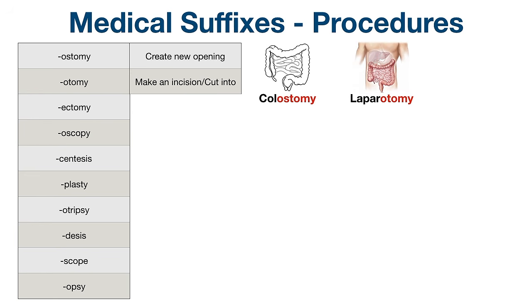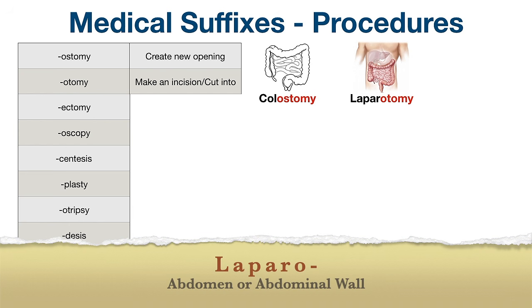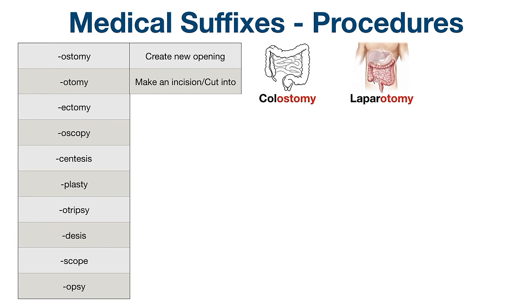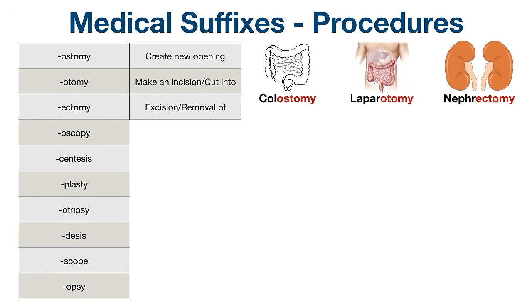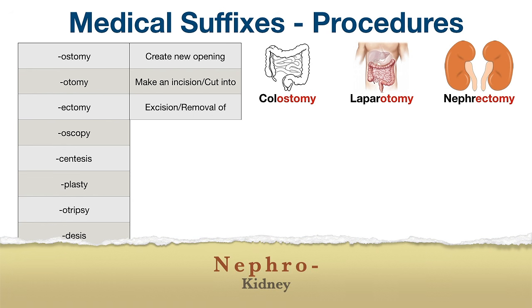Next is otomy, which means to make an incision or cut into. An example is laparotomy. We learned in the root video that laparo means abdomen or abdominal wall. So now we know laparotomy is a surgical incision into the abdominal cavity. Be careful with ostomy and otomy because they sound similar. The next suffix is ectomy, which means the surgical removal or excision of. For example, a nephrectomy is the surgical removal of a kidney or part of a kidney. And this makes sense because we learned in the root video that nephro means kidney.